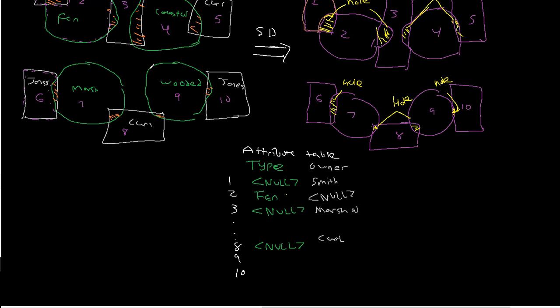Looking at 9, 9 again corresponds to this original wooded area. So it's going to have a wetland type of wooded. But it's going to have an attribute for owner of null. All right, and the last one, 10, is going to correspond to this original construction site here minus the overlap. So it's going to have an owner of Jones, and it's going to have an attribute type of null.